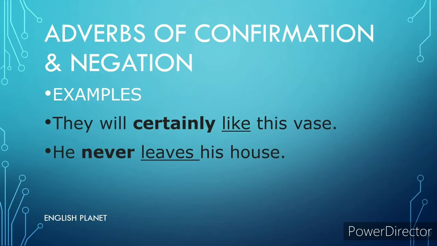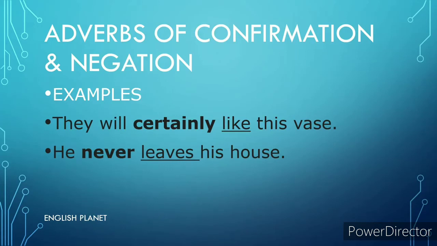They will certainly like this vase. Can you identify the verb in this? Like is the verb. So the sentence is saying they will certainly like this vase. So it's an adverb of confirmation. They are confirming it by saying certainly. So certainly becomes an adverb of confirmation.